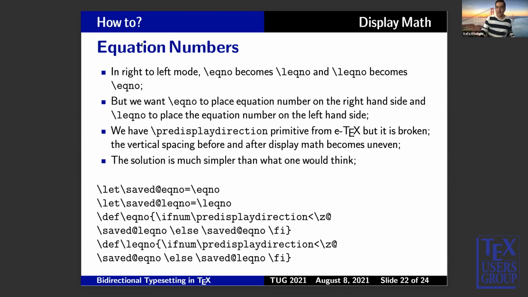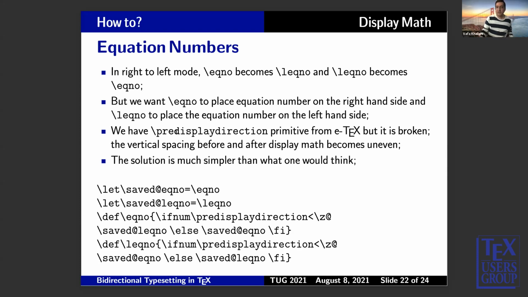The next issue is the equation numbers. So in right to left mode, ECNO becomes LECNO and LECNO becomes ECNO. What I mean by that is that whenever you use ECNO, the equation in the right to left mode is typeset on the left-hand side, and the equation using LECNO is typeset on the right-hand side. But we want ECNO to place equation numbers on the right-hand side and LECNO to place the equation number on the left-hand side. This was a requirement of the Iranian Mathematical Society.